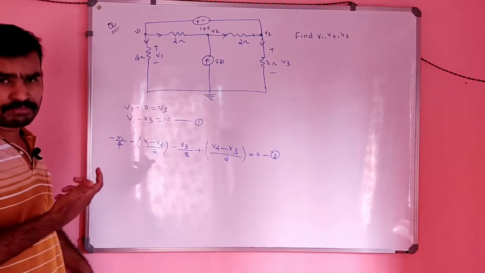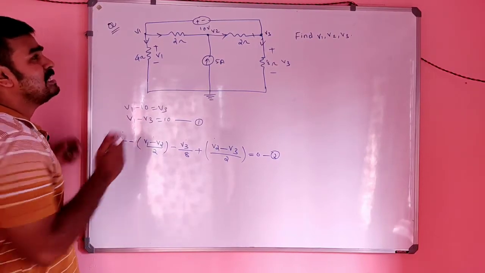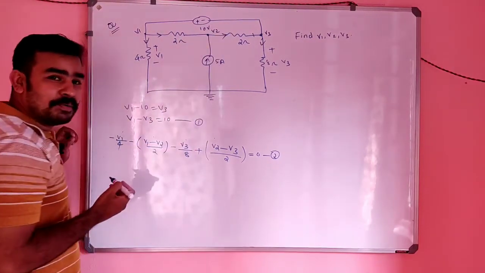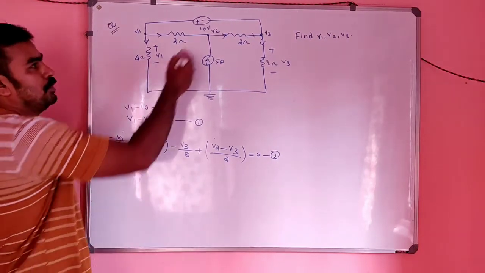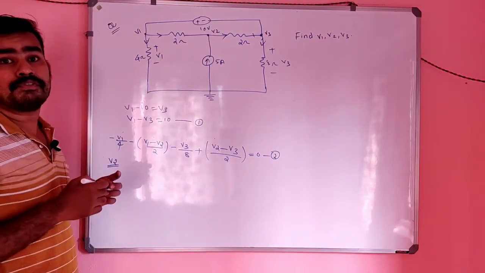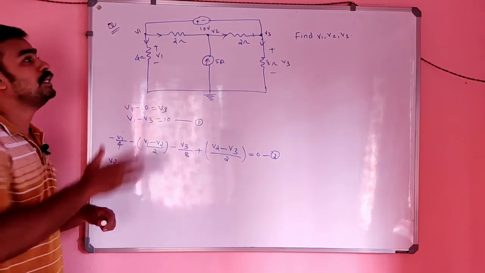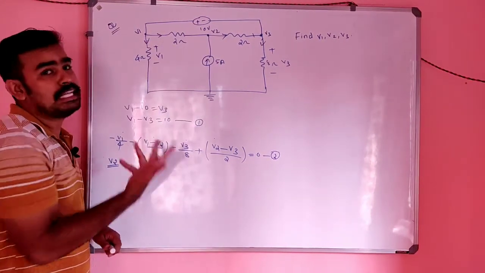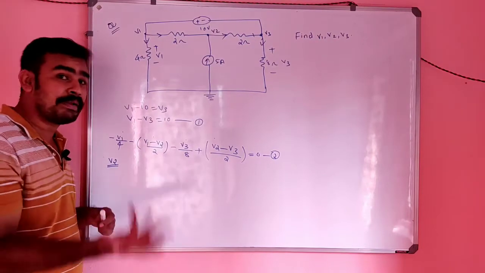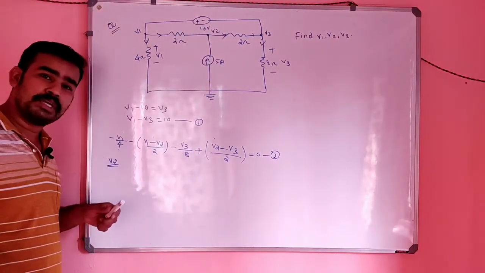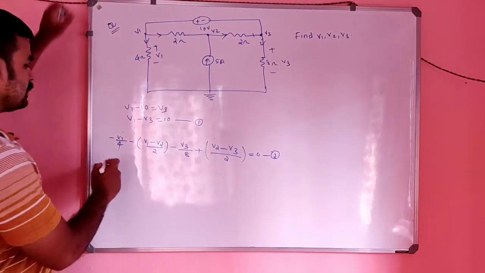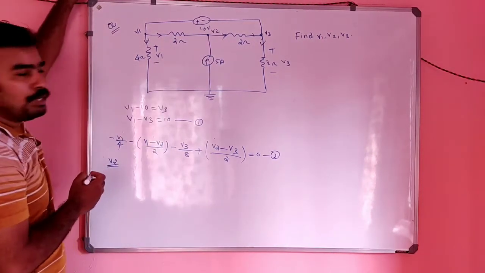See, what is the solution for that? Consider the point V2 now. V2 is not a part of the supernode now, so you can easily consider it as a separate node, no issues there. So what is the node equation for V2?